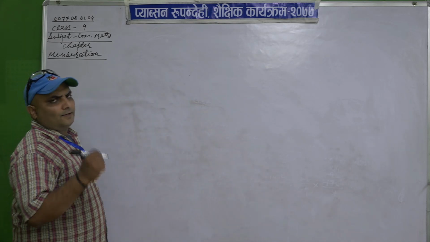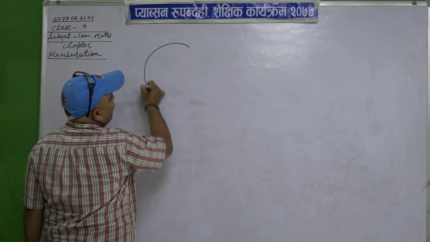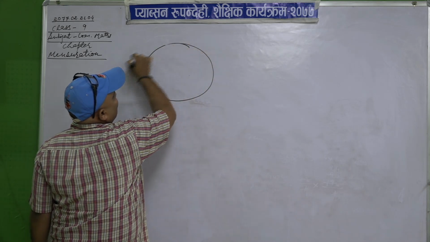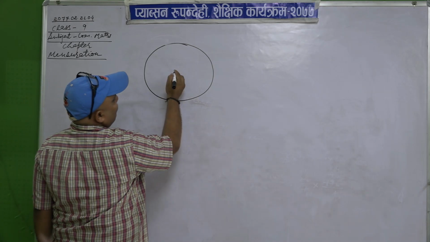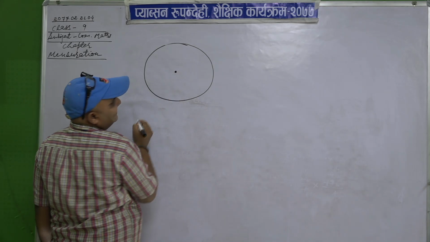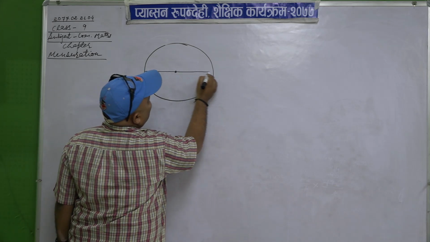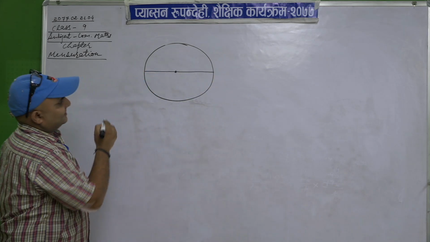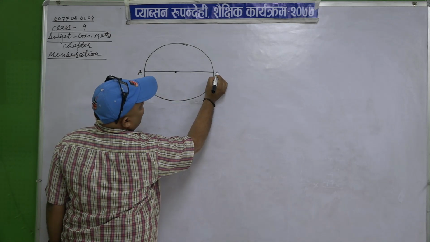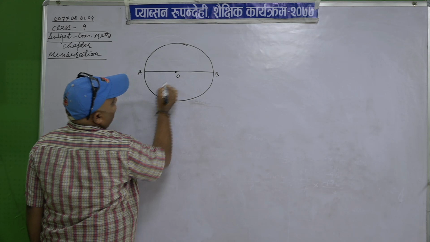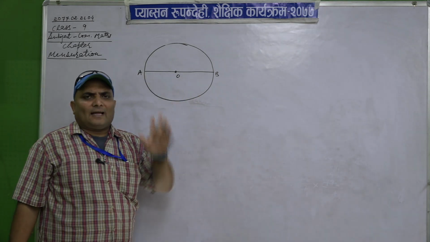Now see, this is a circle and this is the center of the circle. There is one diameter. Suppose the diameter is AB and the center is O. This line AB is called the diameter.